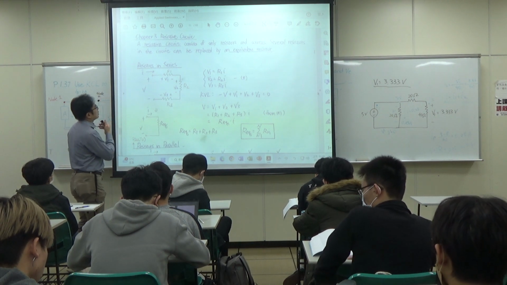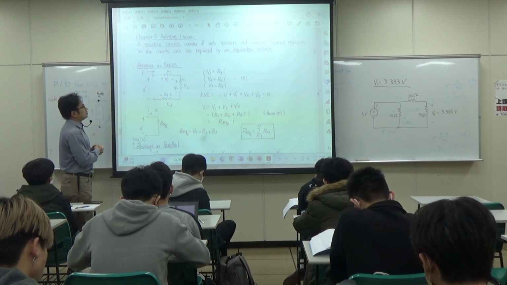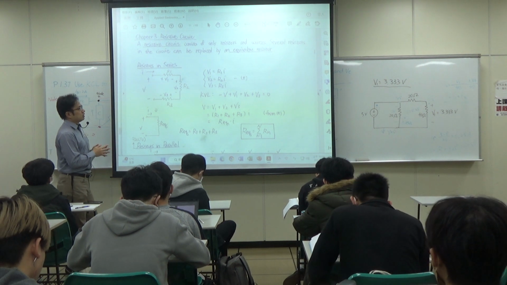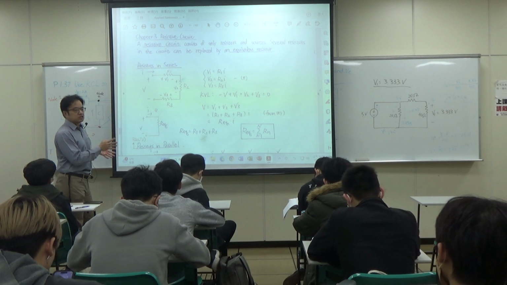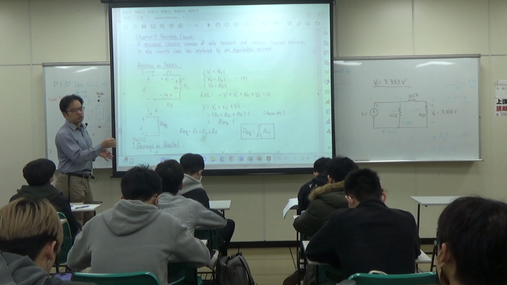Okay, we look at this chapter 3. So resistive circuit means within this circuit, it only consists of resistors and sources.